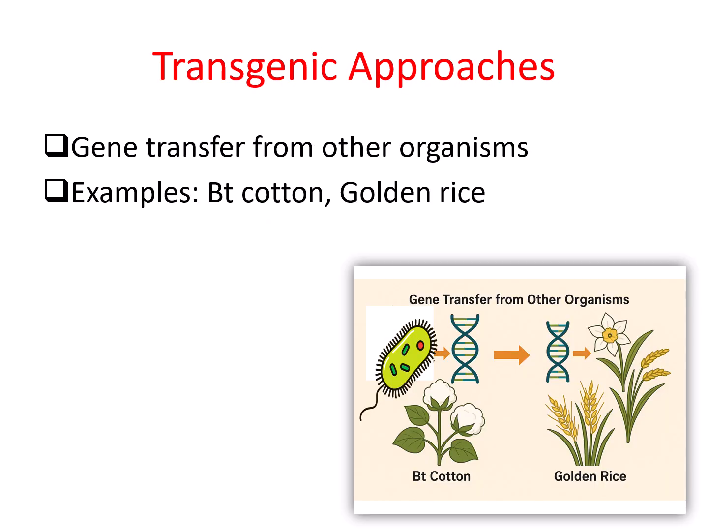Gene transfer from other organisms introduces specific genes into crops to improve traits like pest resistance or nutrition. Examples: Bt cotton, golden rice. These innovations enhance yield, reduce pesticide use, and address nutritional deficiencies in agriculture.